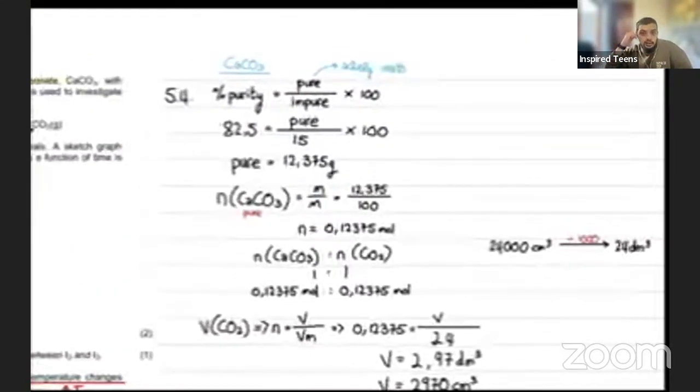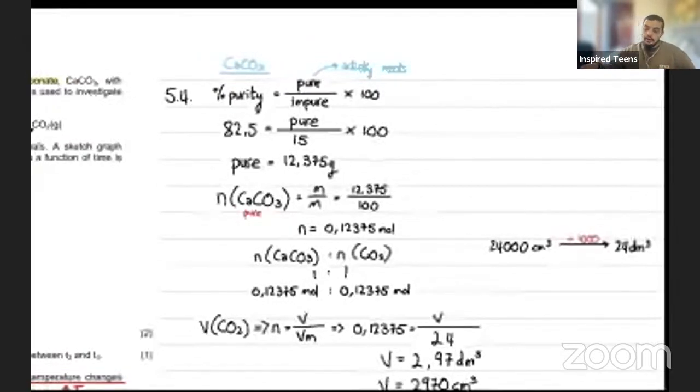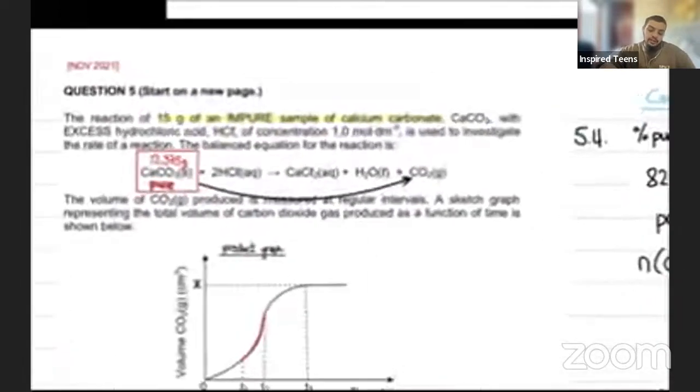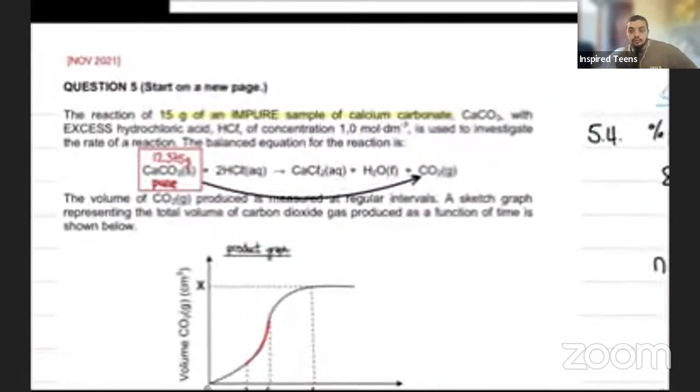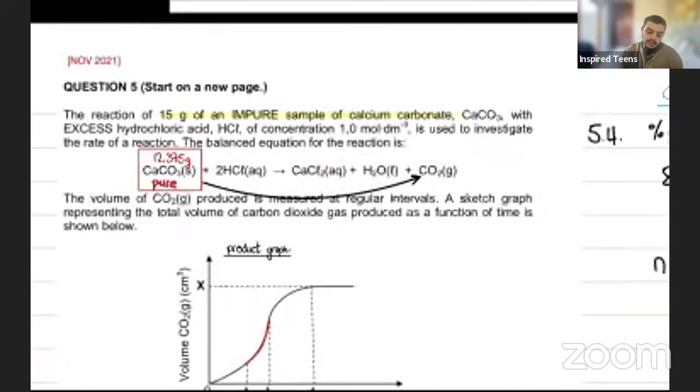So it just comes down to using the formula, right? And what actually reacts. That's the most important part. We have to consider what actually reacts. Okay, that's very important. And in this case, the impure sample is not what actually reacts.